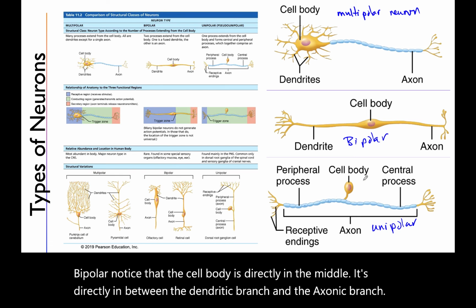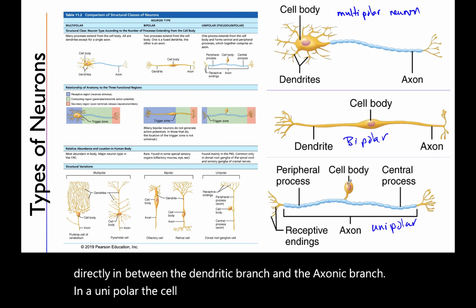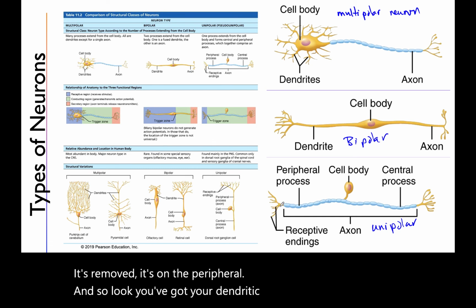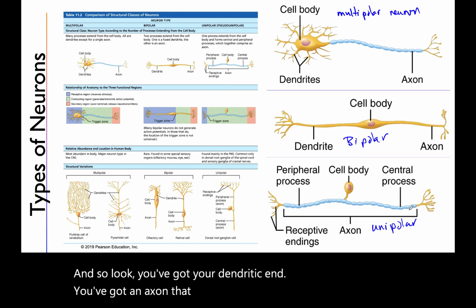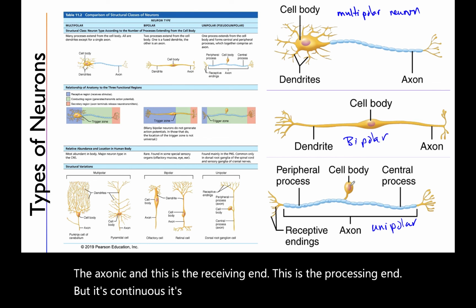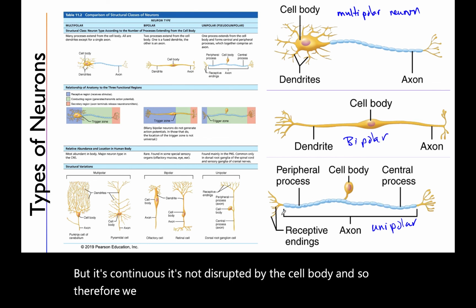In a unipolar, the cell body is removed from in between the axon. It's removed. It's on the peripheral. And so look, you've got your dendritic end. You've got an axon that is continuous with the axonic end. This is the receiving end. This is the processing end. But it's continuous. It's not disrupted by the cell body. And so therefore we look at this as being one continuous segment or one continuous pole.